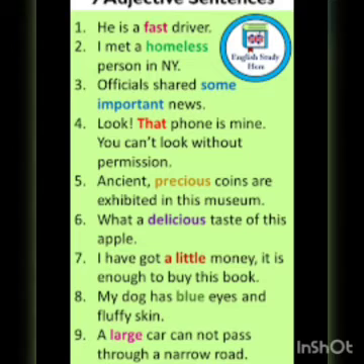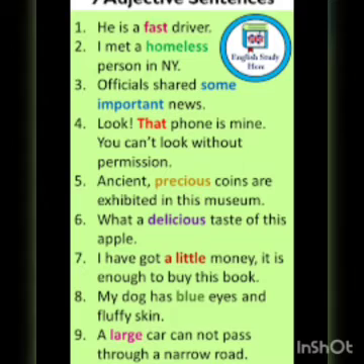Look, that phone is mine. Which phone is mine? That phone is mine. You can't look without permission. Ancient, precious coins are exhibited in this museum. What kind of coins? Precious coins and ancient coins.